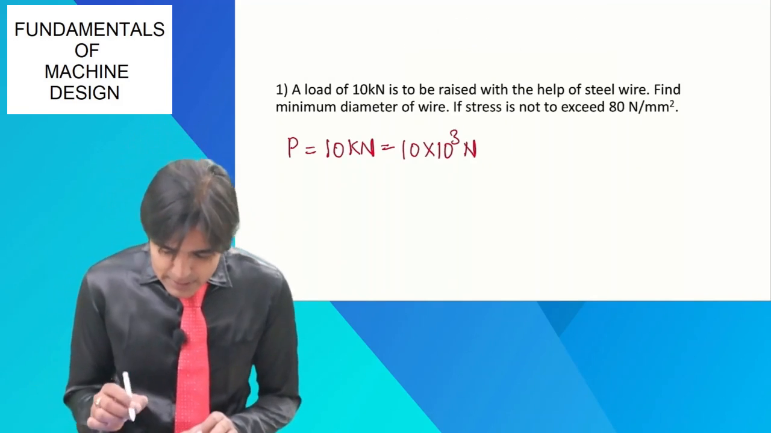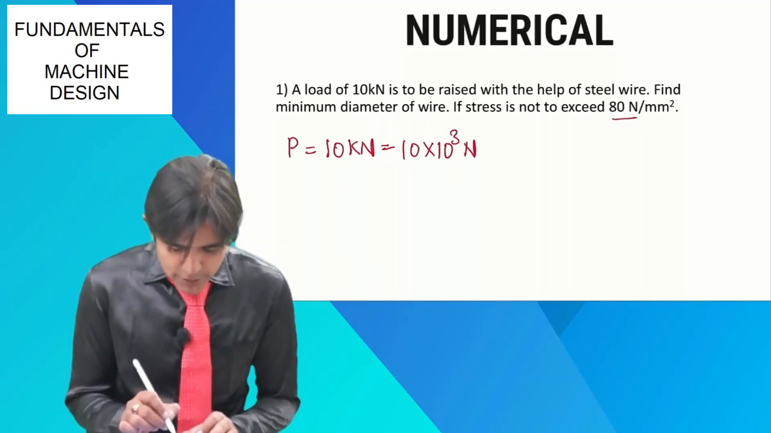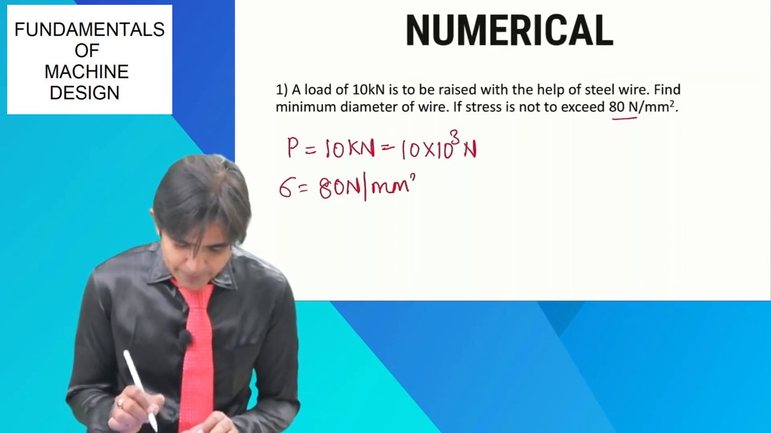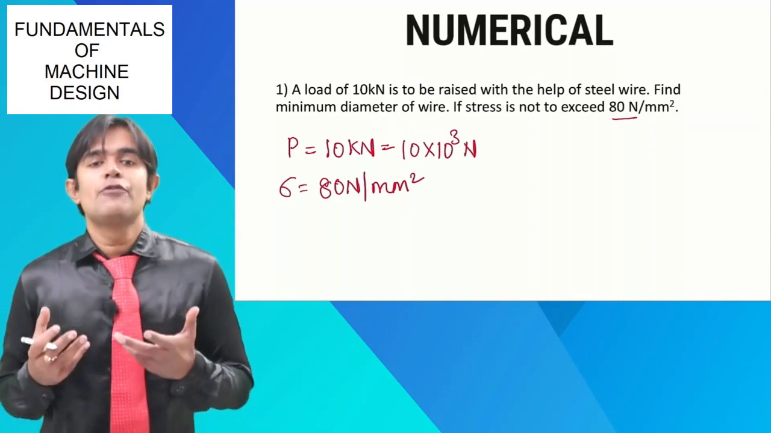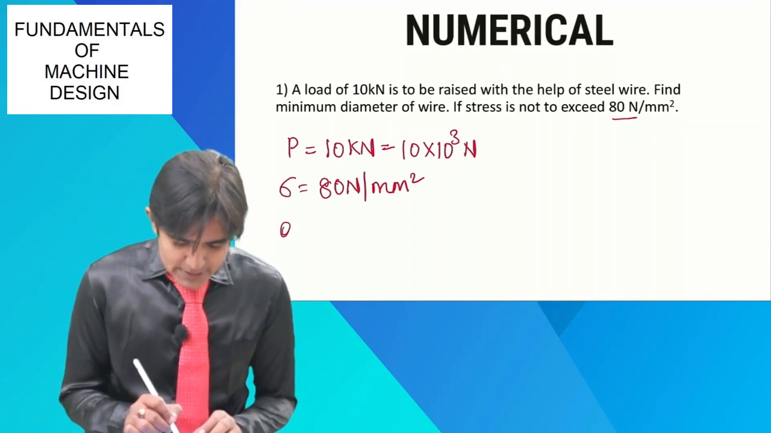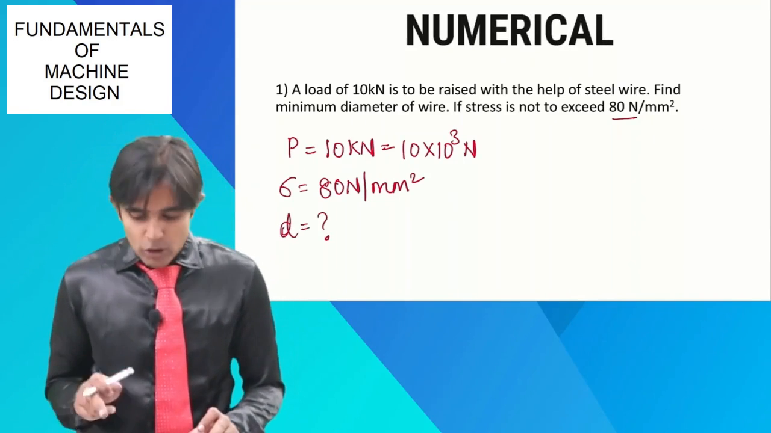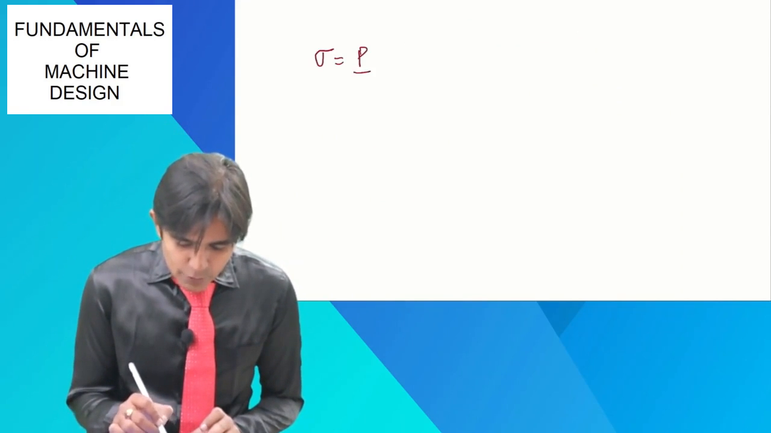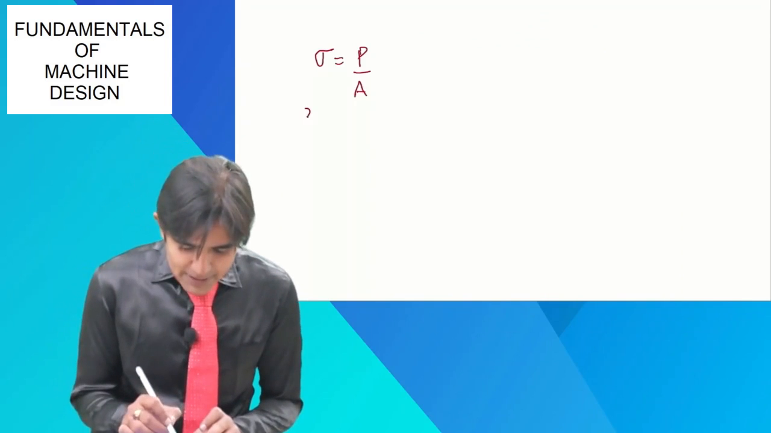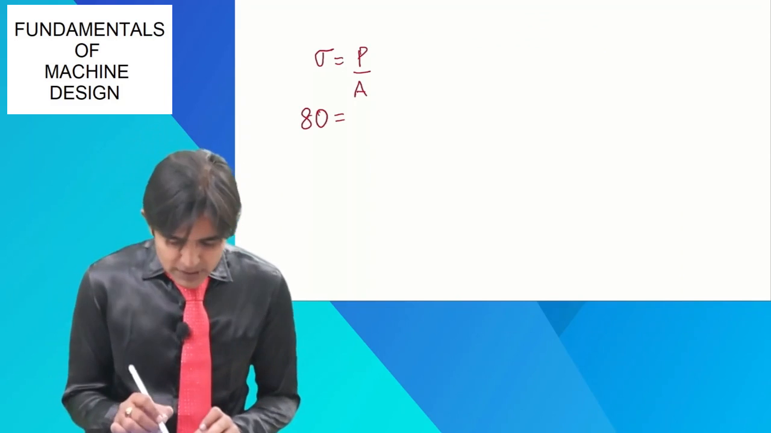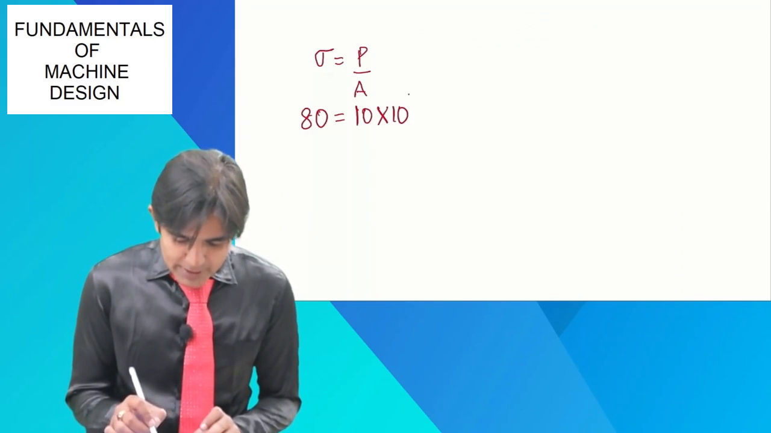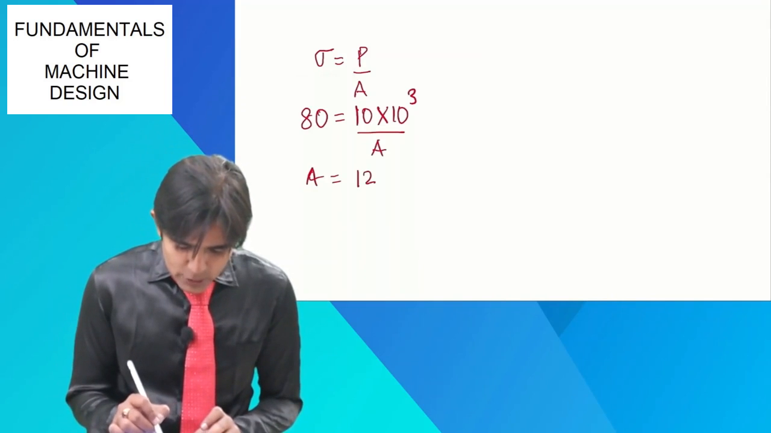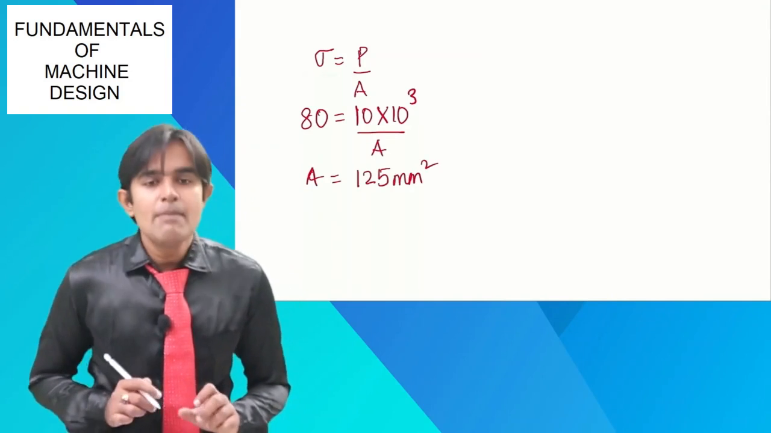Next thing given is stress. So I'll write down sigma is equal to 80 Newton per mm square. What I've been told to do is that I need to find out the diameter of the wire. So D is equal to what? Let us solve it. Now you know the formula. Stress is equal to force upon area. Stress given is 80 and force, I did the conversion, 10 into 10 raised to 3 divided by area. So I'll find out the area. Area is 125 mm square.